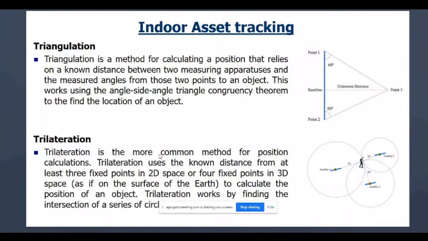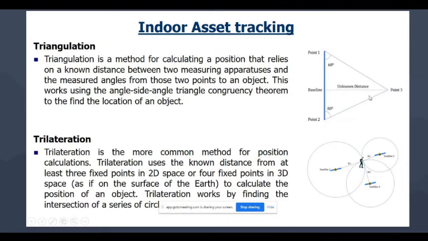There is another concept, triangulation and trilateration. Triangulation is what we generally use in warehouses to track items. What we do is, at point one and point two, two places, suppose beacons will be there, and the third point is the location we have to find out. We make a triangle, and we know the distance between point one and point two, which is called the baseline, and the angle at which point three is located.